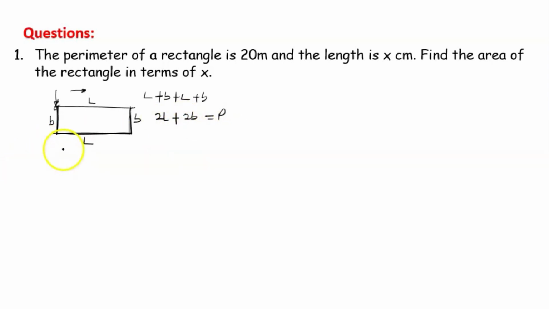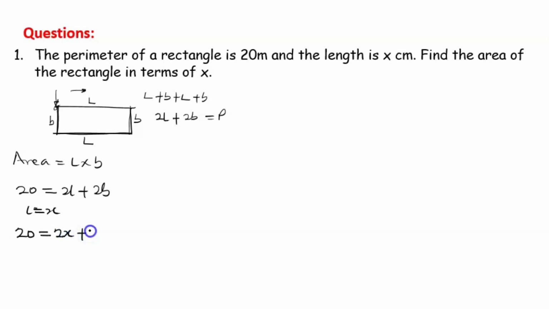Now the question is saying that the length is x. We have to find the area. Of course, the area of a rectangle is length times breadth. But I know the perimeter. I was told the perimeter is 20. So what they mean is that 20 equals 2L plus 2B, because that's the formula for perimeter. But I was told that L equals x. So if I substitute that, I'm going to have 20 equals 2x plus 2b.